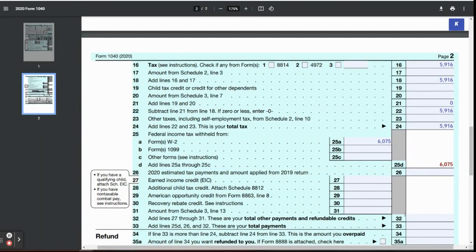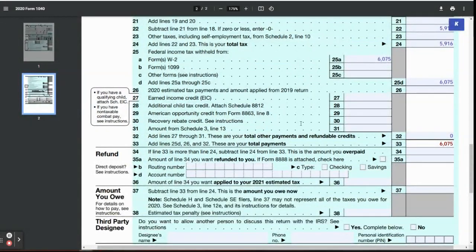There's no additional credits or payments that were made. So the total payment that Savannah made was $6,075. We compare line 33 with line 24, and we find the difference between the two. So again, we compare line 33 with line 24, and we notice that Savannah has paid $6,075. She was required to pay $5,916. So she has overpaid and is entitled to a refund. The refund is the difference between those two amounts, which is $159.